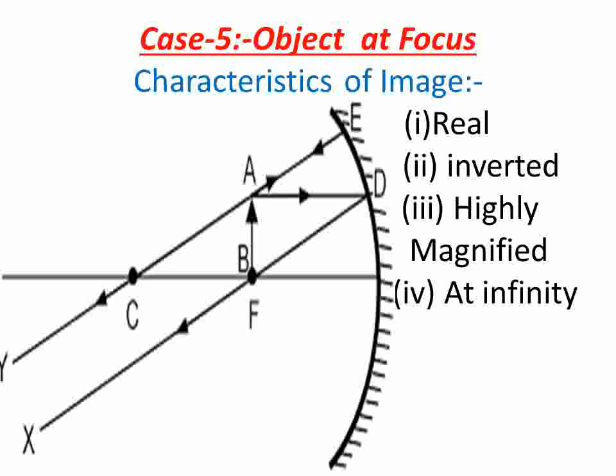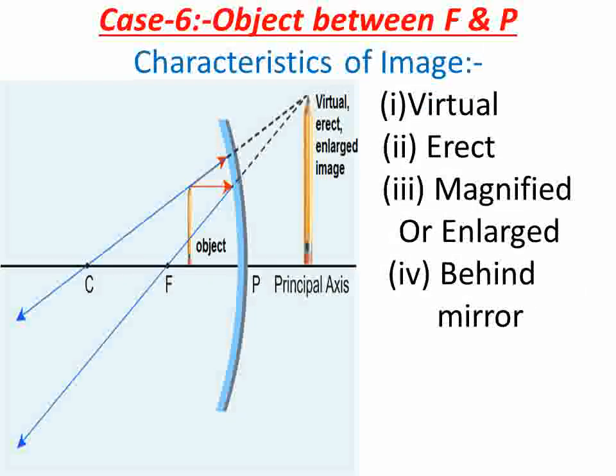Characteristics of image. Number 1, real. Real image is always inverted. Therefore, number 2 is inverted. Third, highly magnified or enlarged. Fourth, location at infinity.